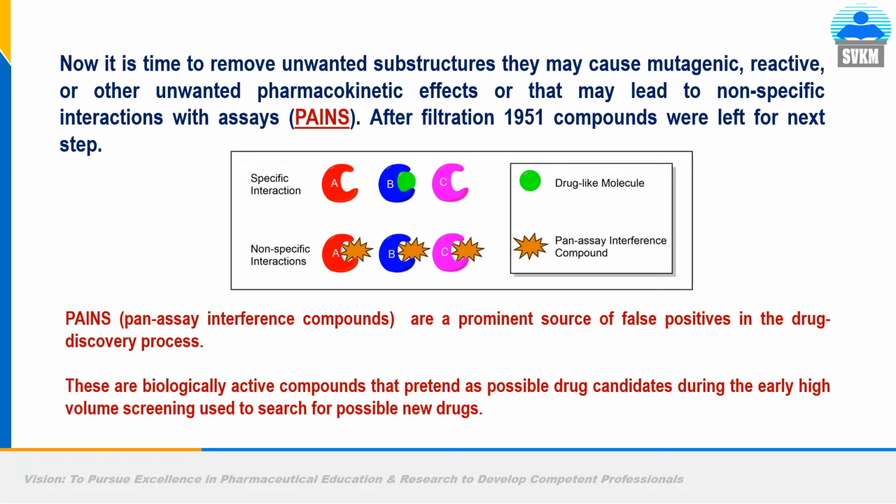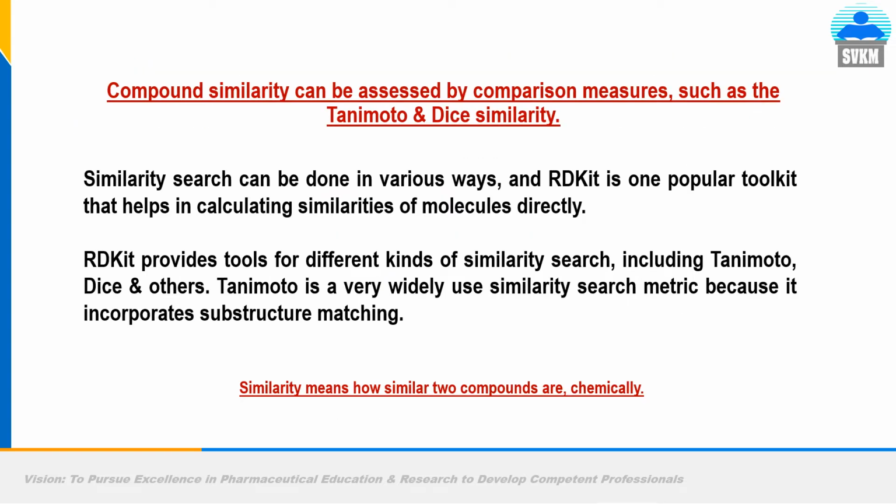We should identify them, we should remove them in early stages of drug discovery. These are biologically active compounds that pretend to be possible drug candidates during the early high-volume screening used to search for possible new drugs. Another point is that compound similarity can be assessed by comparison measures.